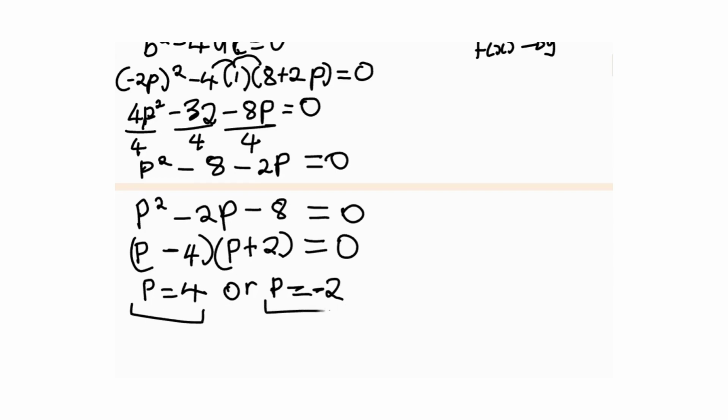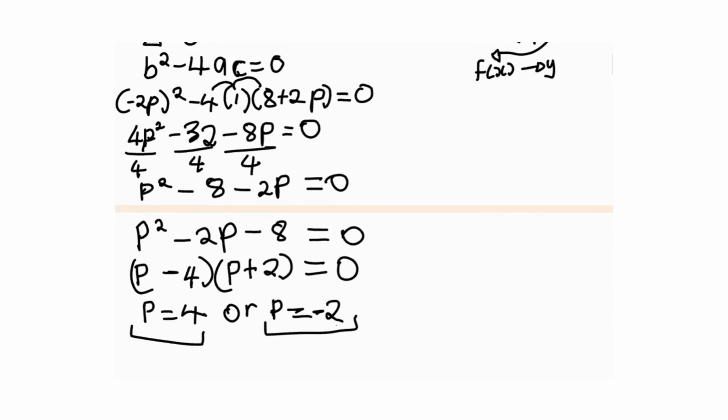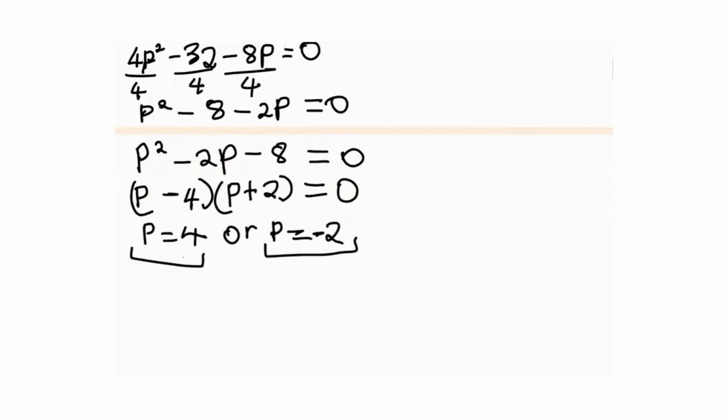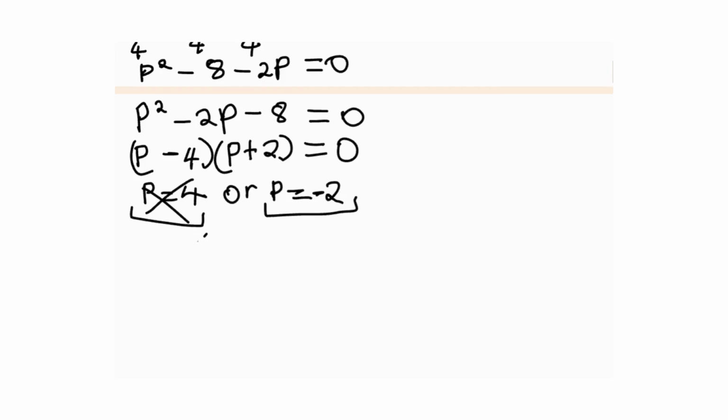Now how do we decide which one to use, guys? How do we decide which one? Are we using positive 4 or negative 2? Let us go back and look at what else they told us. They had said that f(x) has 2 equal roots and p is less than 0. We are only working with the p that is negative, meaning we are kicking that one out. Therefore, our p is equal to negative 2.